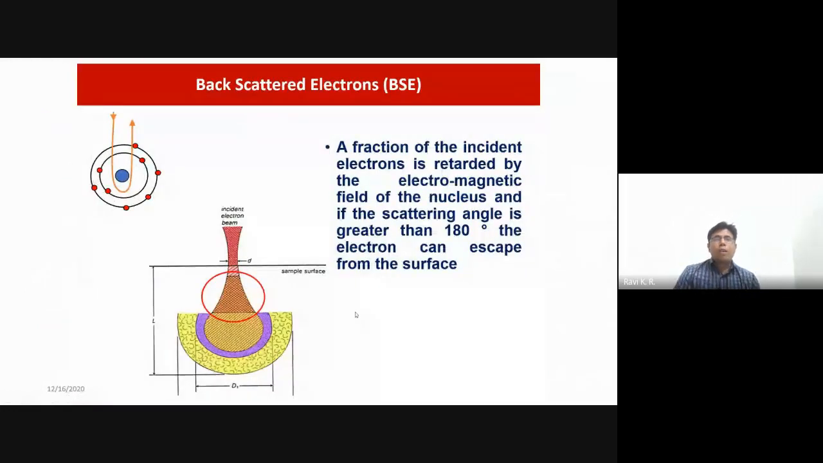The next part is the backscattered electron. So we already discussed that the secondary electron is actually a sample electron.